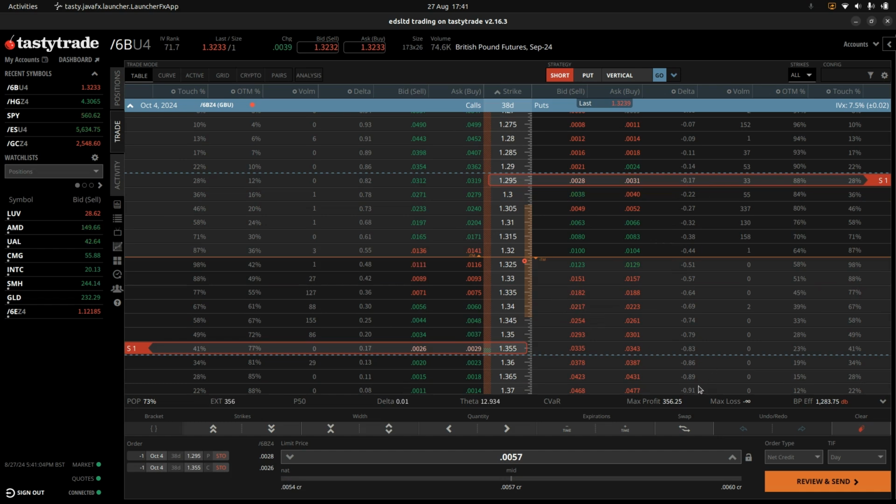So we can collect here a profit of $350, and we only need to lock up about 1.3k in buying power. So it's pretty good, and we've got a probability of profit of 73%. Now, one thing that I wanted to highlight is the flexibility of futures. We can just put this position on as is and it will be completely fine. There'll be no issues with that.